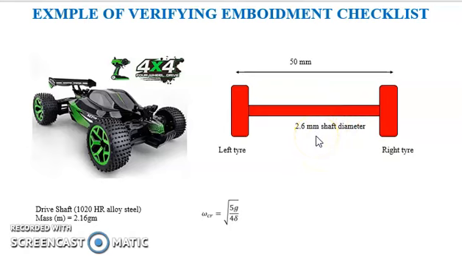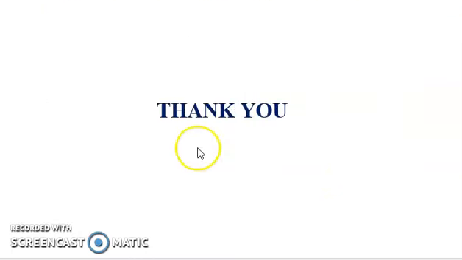Likewise, a mathematical model or prototype testing can be performed for each embodiment heading mentioned in the checklist. This is done before proceeding with the full-scale development and production of a product. With this example, I close the session on basic methods of concept embodiment process.